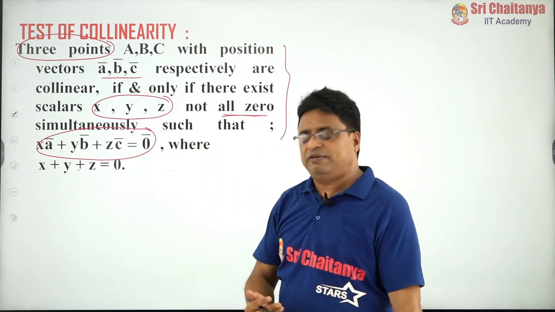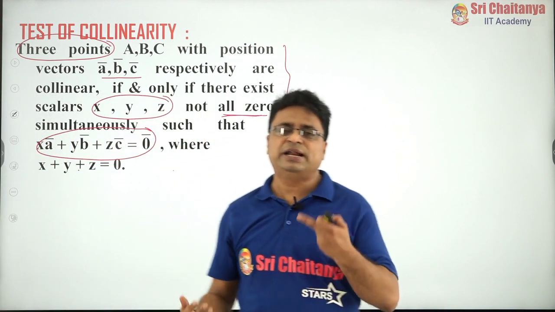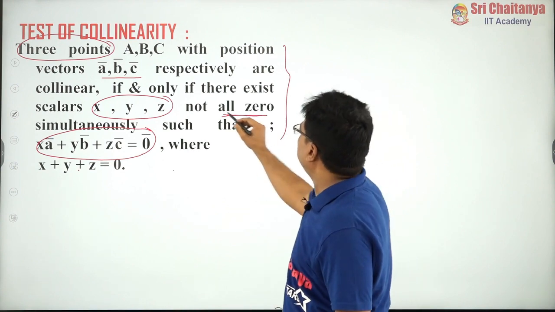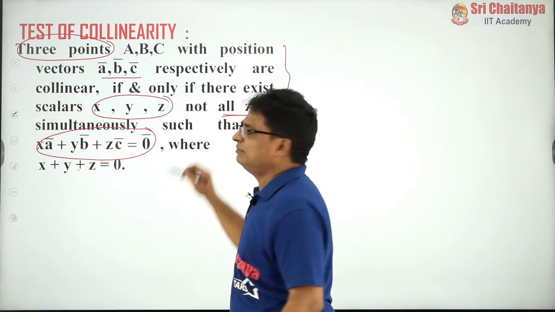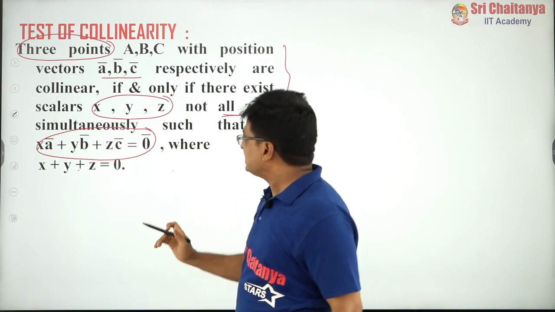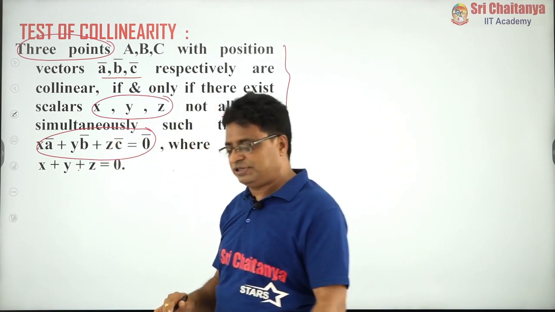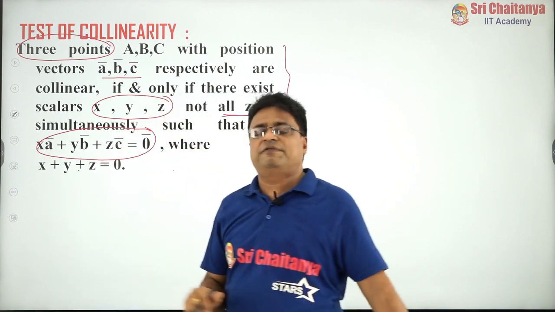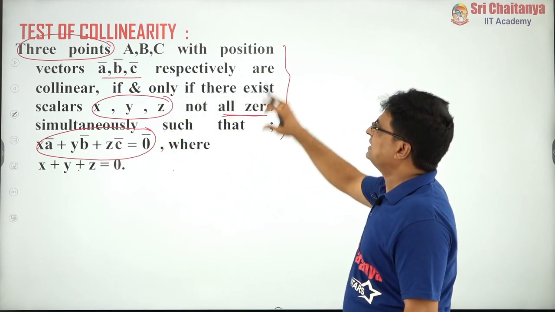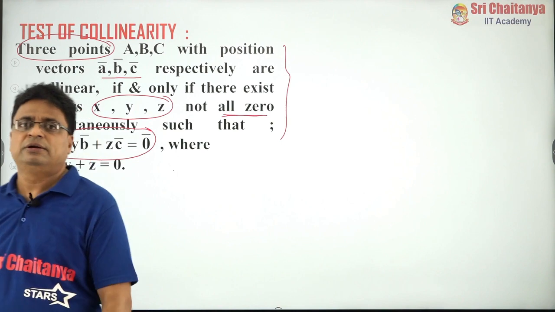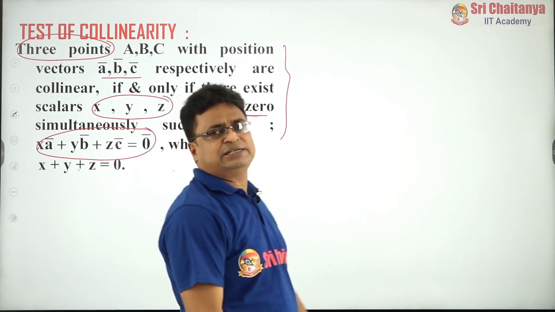So, whenever three points are given and you want to test whether the points are collinear or not, then if you are in a position to identify three scalars x, y, z, not all 0 (this is important: not all 0, that means at least one of them is non-zero), such that x a bar plus y b bar plus z c bar is equal to 0 bar, where x plus y plus z is equal to 0. That means the linear combination of a bar, b bar, c bar is 0 and the sum of the scalars is 0. Then only we can say that the points are collinear. My friends, this is called the fundamental theorem of collinearity of the points.